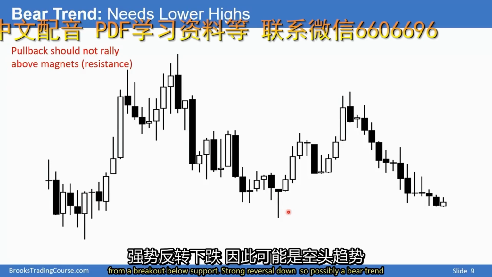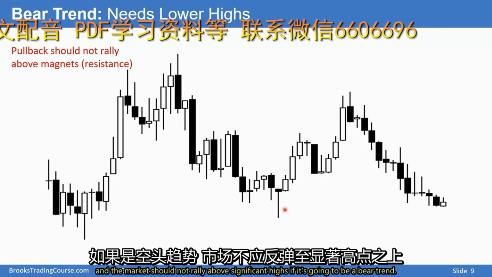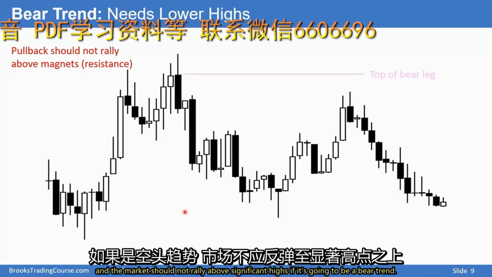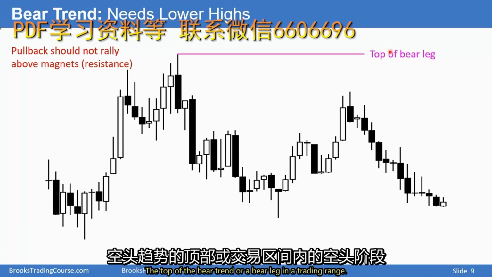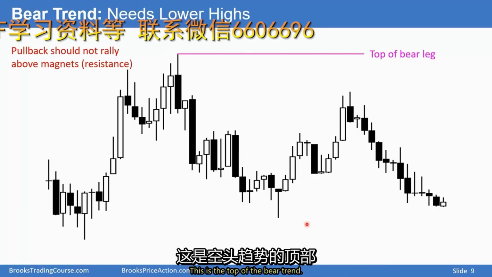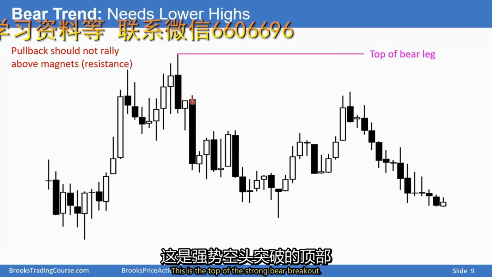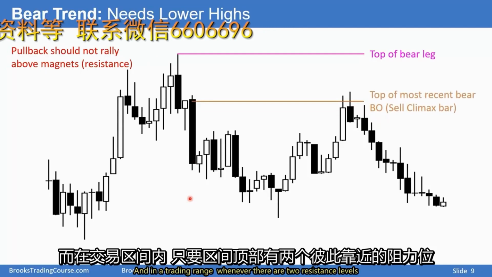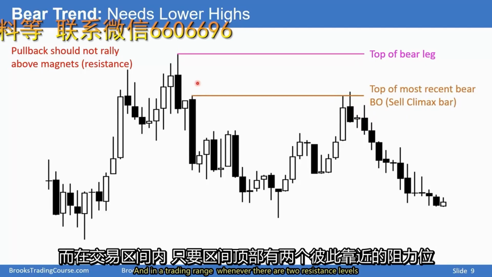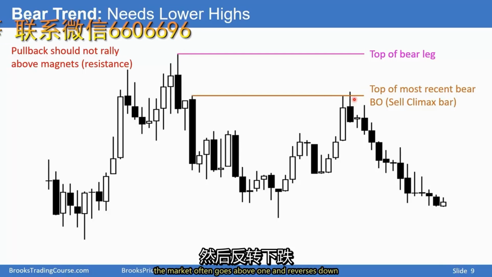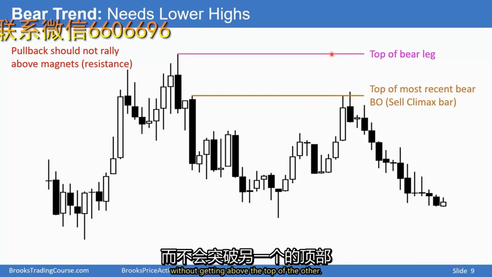Strong reversal down, so possibly a bear trend, and the market should not rally above significant highs if it's going to be a bear trend. Top of the bear trend or bear leg in a trading range. This is the top of the bear trend. This is the top of the strong bear breakout. Both are magnets. And in a trading range, whenever there are two resistance levels near one another at the top of the range, the market often goes above one and reverses down without getting above the top of the other.